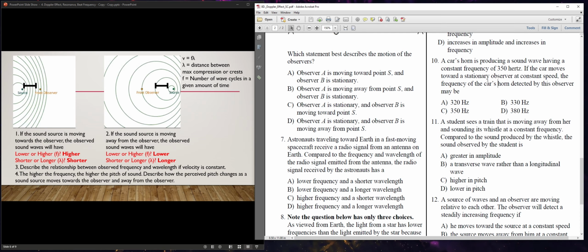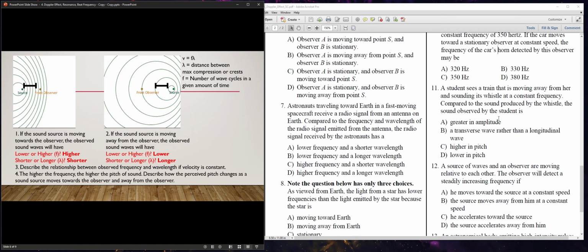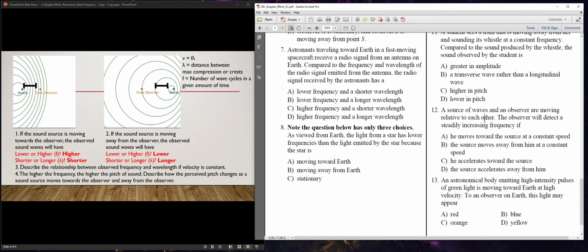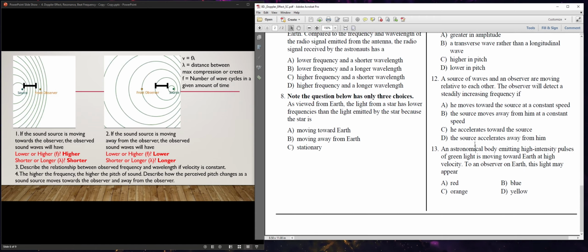If the car moves towards the stationary observer, so I would take a look at this thing again. Let's slide again, see the train moving away. So again, I would take a look at this. The sound source is moving away from the observer. What will happen for this observer to get an increasing frequency? I will take a look at the slide again.